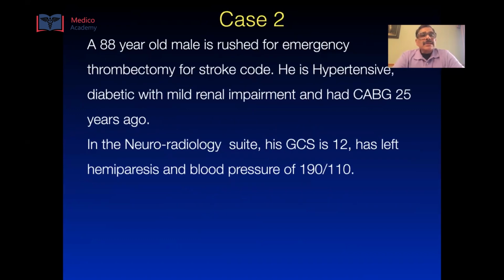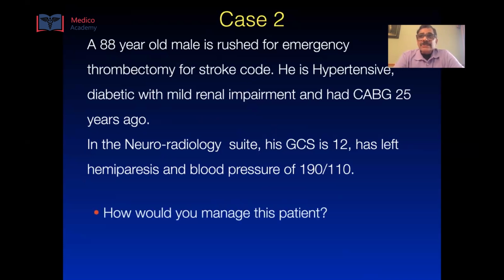Our second case is an 88-year-old male. He was admitted to emerge for acute stroke. Now he is being rushed to the neuroradiology suite for urgent thrombectomy. He is hypertensive, diabetic with mild renal impairment. He also had CABG about 25 years ago. In the neuroradiology suite, when you see him, his GCS is 12. He has left-sided hemiparesis and blood pressure is 190 over 110.